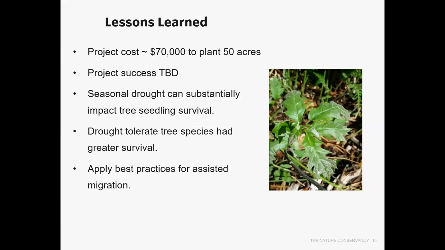So the lessons learned: the project cost was approximately $70,000 to plant the 50 acres. That was to hire the contractor as well as to purchase the bare root seedlings. The project success is yet to be determined, looking at our specific objectives of increasing regeneration density and also establishing those climate adapted species. We found that seasonal drought can substantially impact tree seedling survival, and that was an important factor. And also that drought tolerant tree species had a greater survival than other conifers. And in taking a look back, looking at potential best management practices for assisted migration would have been beneficial.